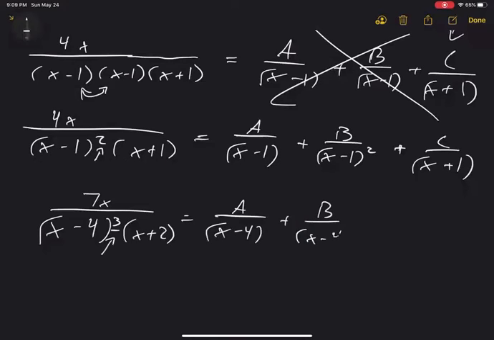Okay. So the next term would be b over x minus 4 squared, and then plus c over x minus 4 cubed. Okay, and now I've reached the number 3, which matches the number here. Now I am done with that factor. And then I would just do this last term here, plus d over x plus 2. Okay. So that's how we deal with repeated factors.